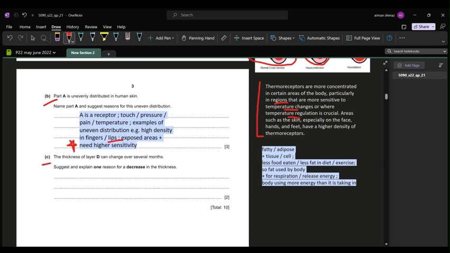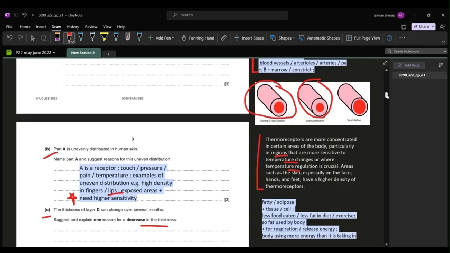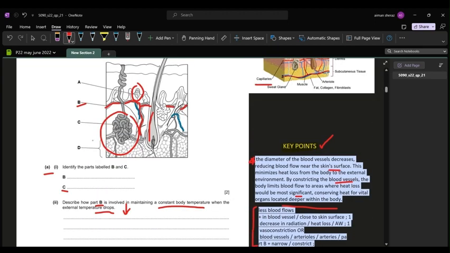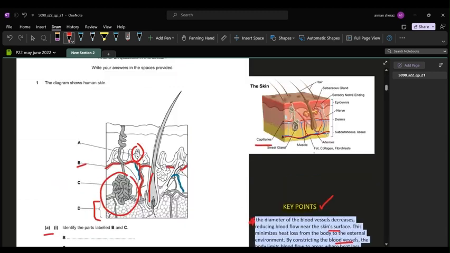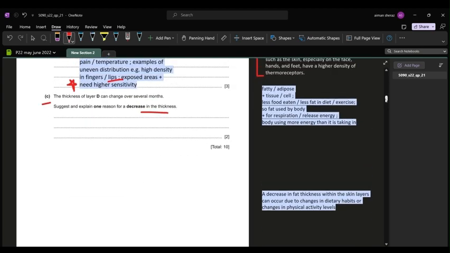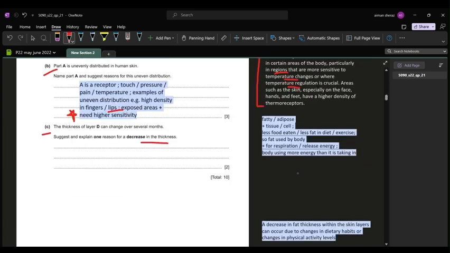Part C, the thickness of layer D can change over several months. So just to explain one reason for a decrease in the thickness. Now we have to go back to the diagram to identify layer D, which is this. And that is the fat layer or the adipose tissue or cell. ये आप देख सकते हैं fat layer है. So they're asking you to explain one reason why there might be a decrease in the thickness over several months.